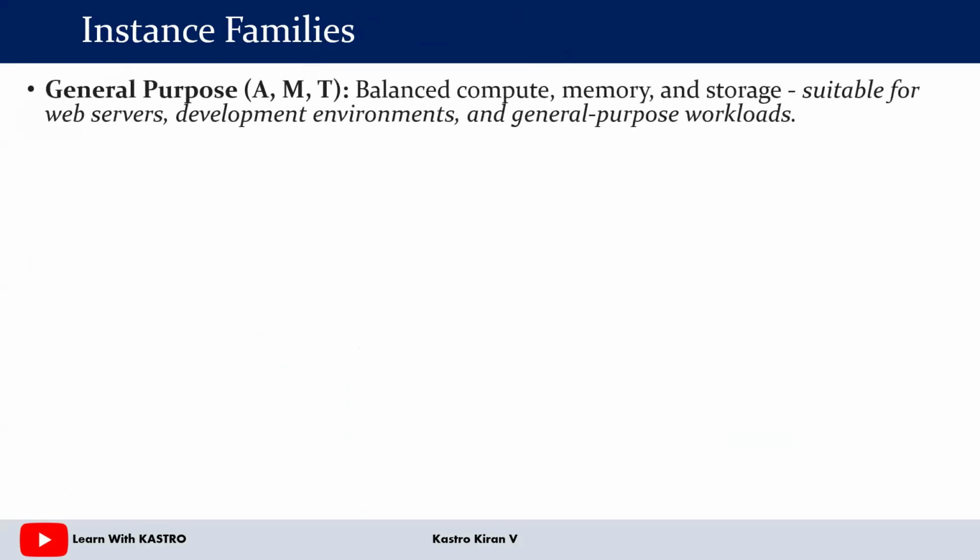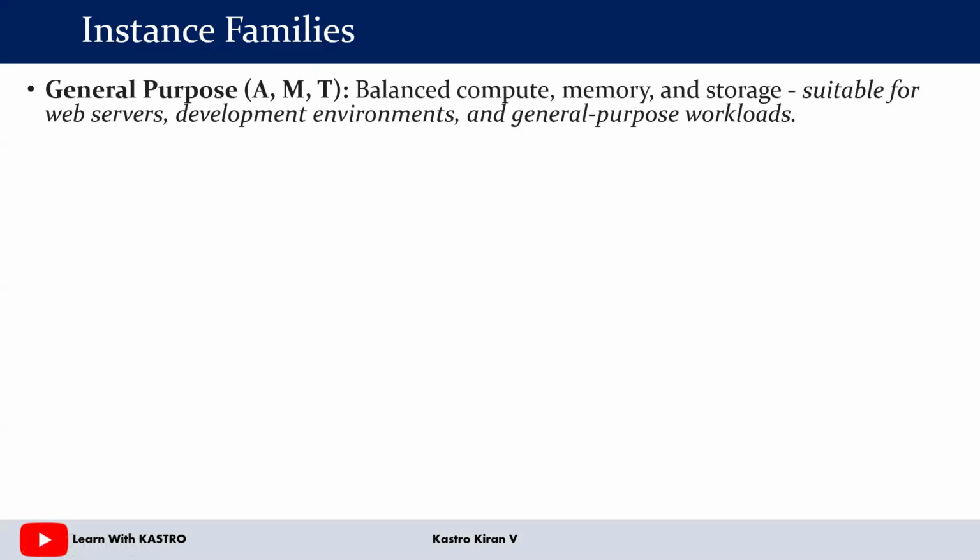Now let's see what are the different families of instances that we have. On a large scale, we have 6 to 7 different instance families. The first one is known as general purpose instance families. Usually we call them general purpose instances. Now, why are these general purpose instances used? They have balanced computing, balanced memory, balanced storage capacity. And these are mostly suitable for web servers, development environments, and similar basic general purpose work.